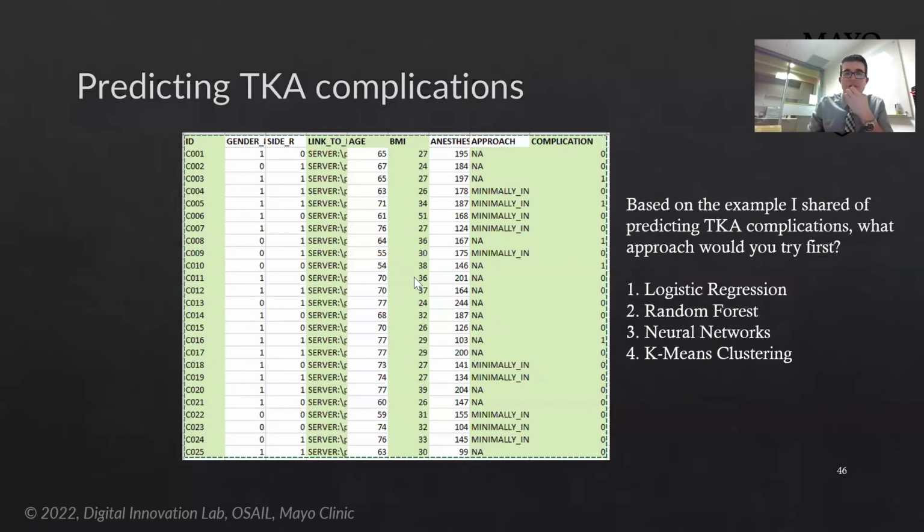K-means clustering is an interesting one. So in this case, we have a labeled data set. So you could use K-means clustering for this, but K-means clustering is really popular when you don't have labels. But in this case, we know what the complications are. So I think we can use these other ones. Yeah, Poria, exactly right. Random forests are a combination of tree models.